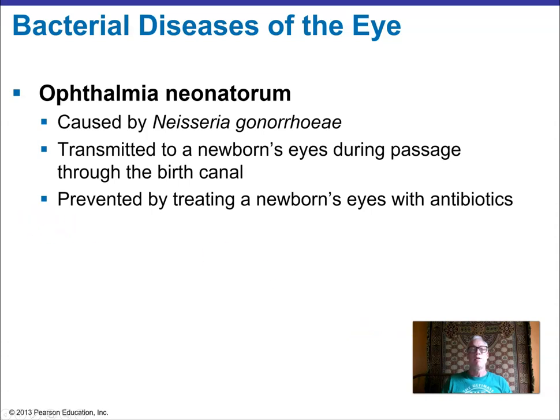Ophthalmia neonatorum is what it's called when a baby at birth contracts gonorrhea in the birth canal in their eyes. And that can cause blindness. And so babies, when they're born, are automatically, in this country, typically treated with antibiotics, just a couple drops right in the eyes at the time of birth, so that there's no chance of an infection going forward.